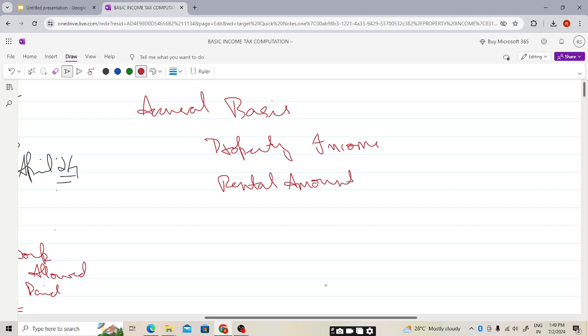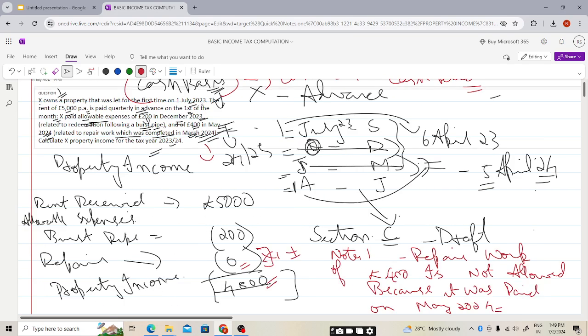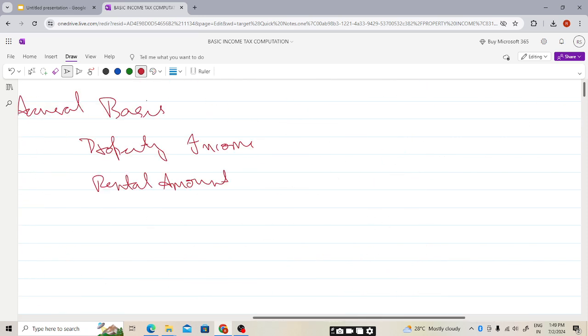When we let out our property on 1st July, from 1st July till 5th April: July, August, September, October, November, December, January, February, March. Only 9 months you will be taking as your income, because this is accrual basis, student. So your income will be 3,750 pounds.